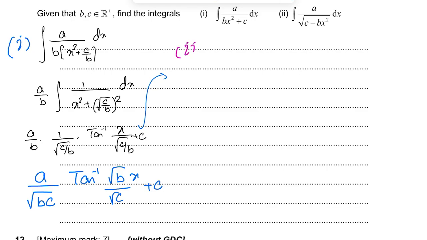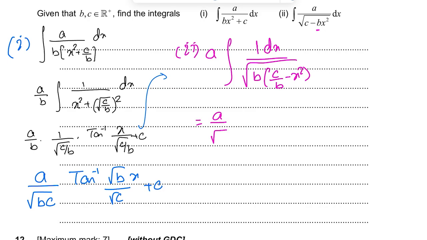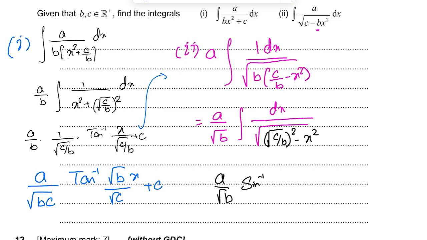Now we will do the second part. For the second part, again I can take b common. So a is outside, then 1 dx upon square root of, if I take b common, it becomes c upon b minus x square dx. So it becomes a upon square root b, then integral dx upon square root of c upon b whole square minus x square. So it is nothing but sine inverse. So a upon square root b sine inverse x upon square root c by b plus c. This is going to be the answer.